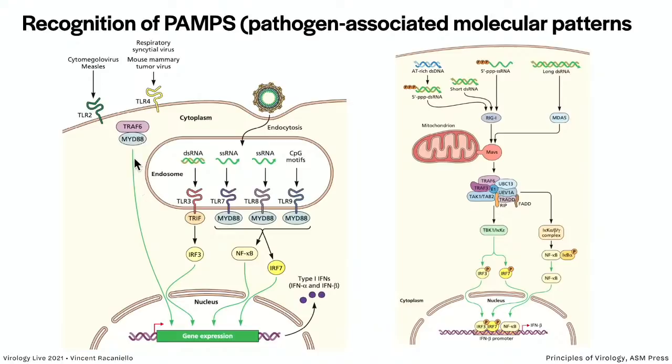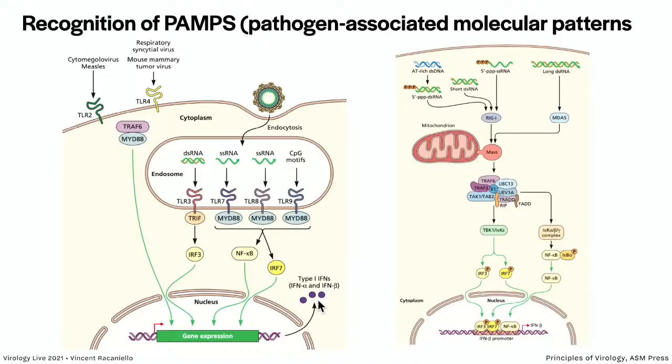The result is the induction of mRNA synthesis or transcription in the nucleus and the production of cytokine mRNAs and eventually proteins as those mRNAs go out into the cytoplasm. And they include type 1 interferons and other interferons that we'll talk about in a moment and other cytokines.